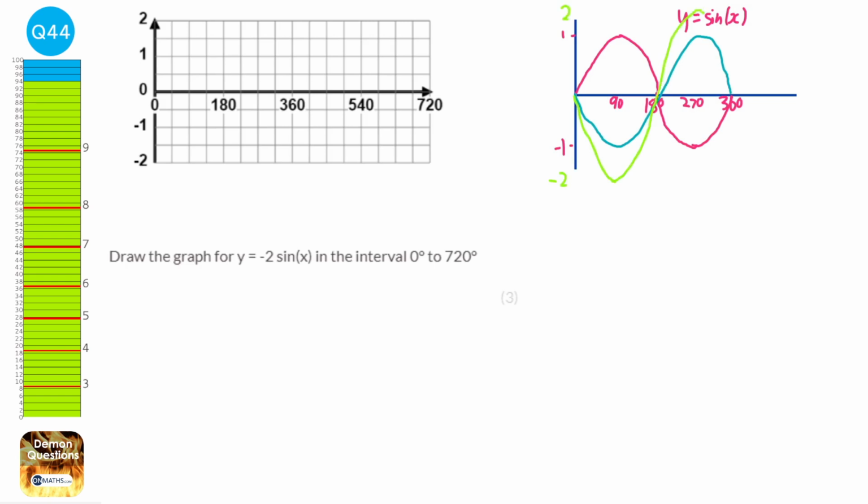So we've got a nice idea of how this will look, and so we're going to start plotting this now. It will go down at 90, which is there, to minus 2, back up to 0 at 180, then up to 2 at 270, down to 0 at 360, and then it will just go again, 540, up there, and then back down.